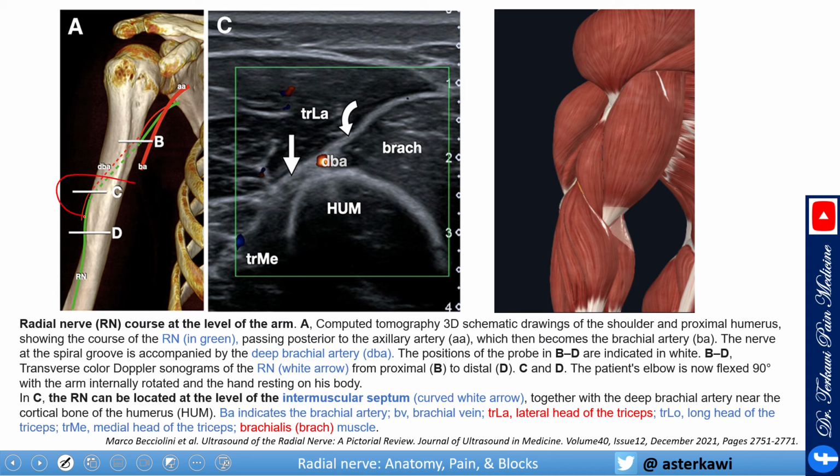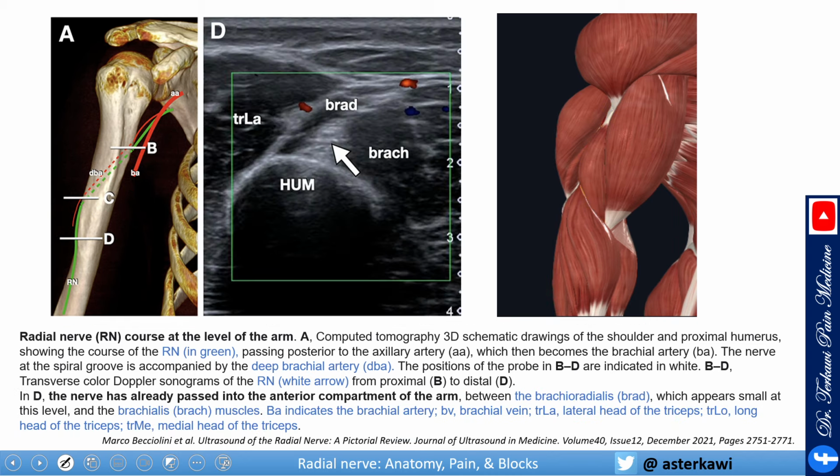Going slightly down now at C. So here, the radial nerve can be located at the level of the intermuscular septum. So here's the intermuscular septum. Again, with the deep brachial artery, profunda, near the cortical bone of the humerus. So here, you have the brachialis, which is this muscle here. And you have the lateral head of the triceps, and the nerve is literally in the groove at this point.